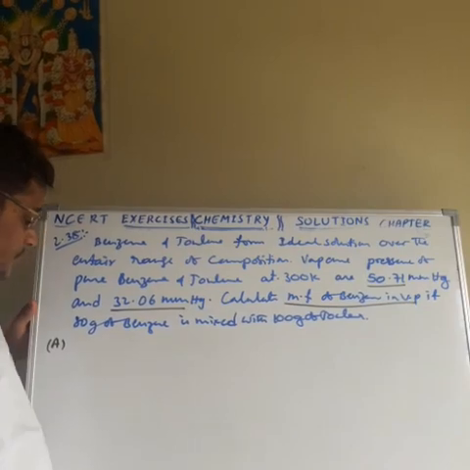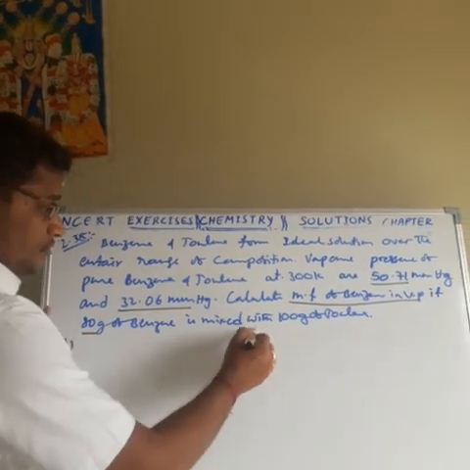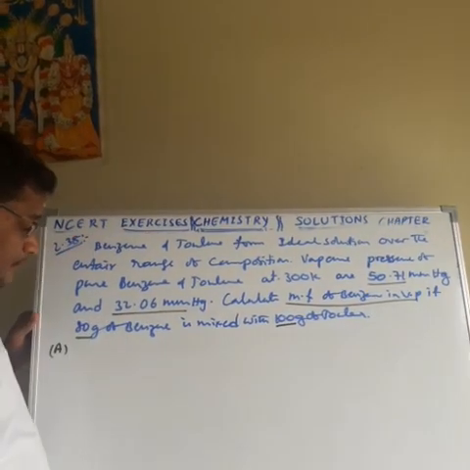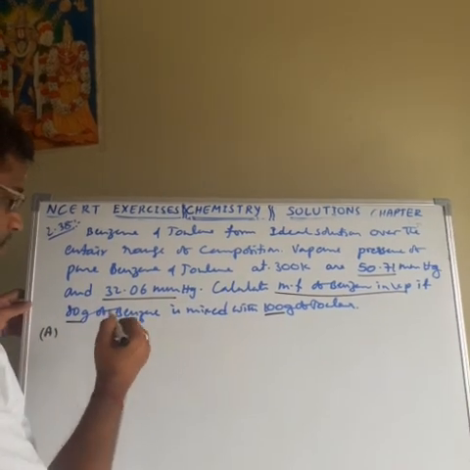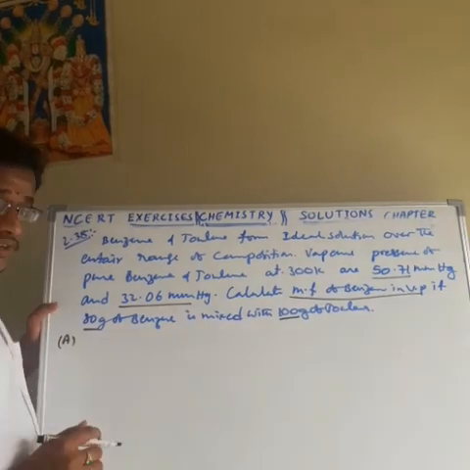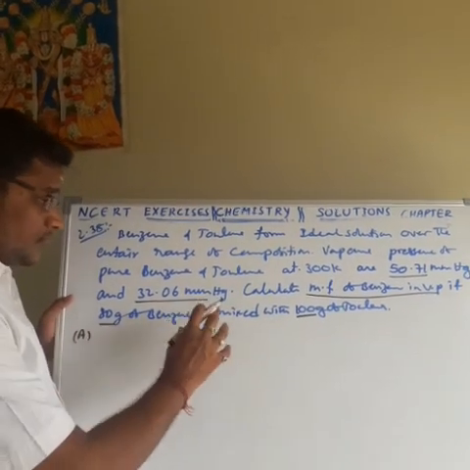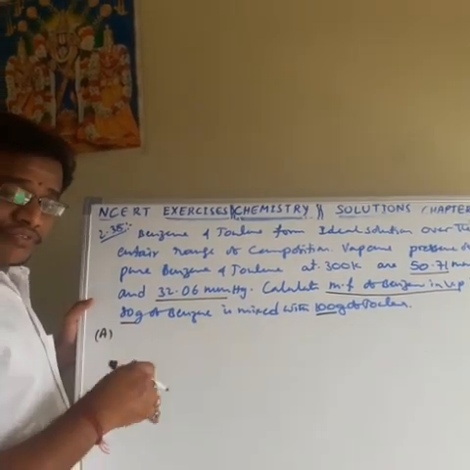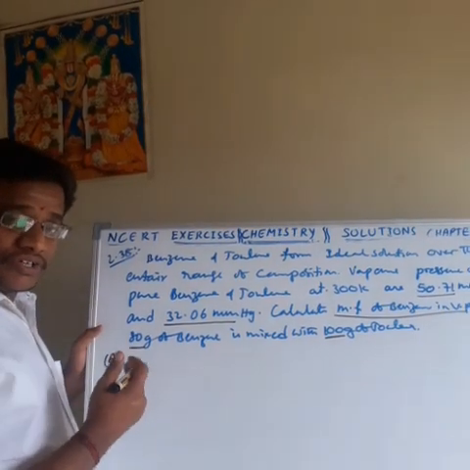We have to calculate this if 80 gram of benzene is dissolved in 100 gram of toluene. So they gave the weight of benzene and weight of toluene. First we have to calculate the number of moles of benzene and toluene. Later the mole fraction of benzene and toluene. After that, the vapor pressure of benzene and toluene separately.